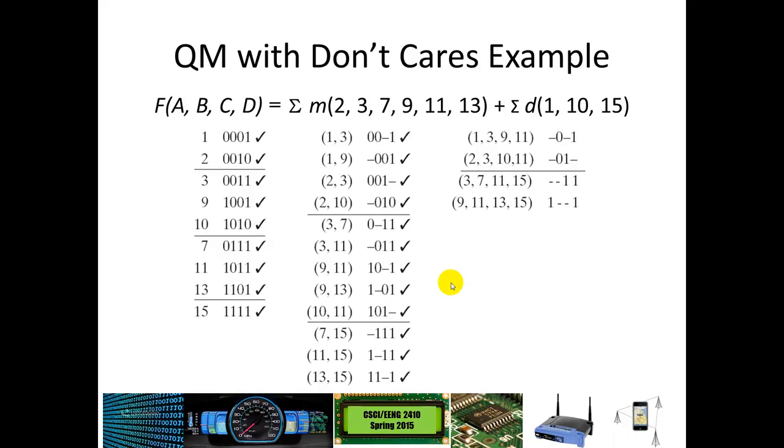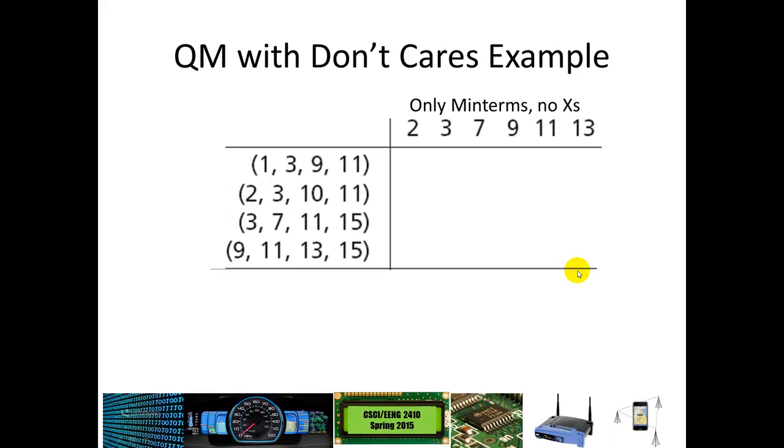Now, in column 3, we need to find terms that have dashes in all the same spots. You'll notice that none of these four terms do have dashes in all the same spots. So if we look at these columns, what you'll notice is that everything in column 1 got checked off, everything in column 2 got checked off, and in column 3, all four of those terms are prime implicants.